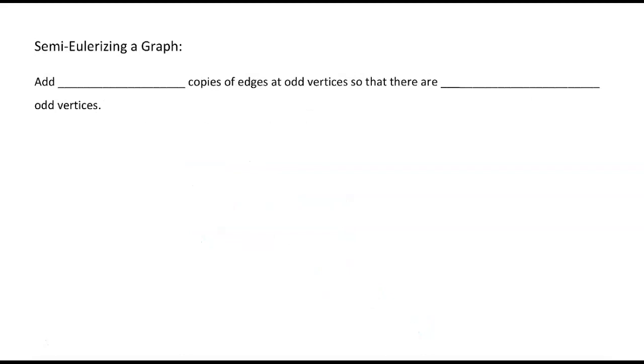Semi-Eulerizing is very similar to Eulerizing a graph. We're going to again add duplicate copies of edges at the odd vertices, but this time we're going to add edges until there are exactly 2 odd vertices. Let's try out this method with the Madison County problem and the UPS driver problem.